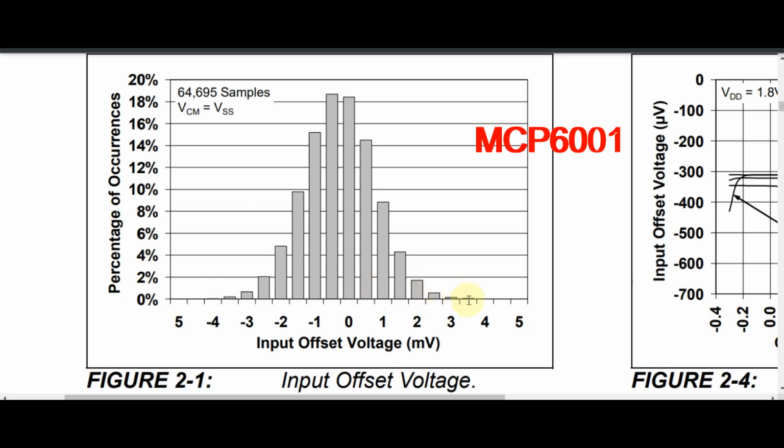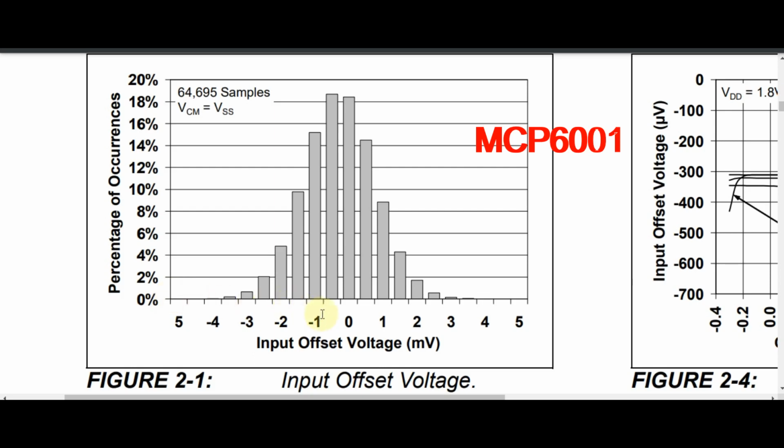Likewise, around 3.5, even 0.1% of samples fall at 3.5 millivolt offset voltage, and at 4.5 you don't have any samples. So even though they have stated the offset voltage as minus 4.5 to plus 4.5 millivolt, here you can see the maximum offset voltage you can achieve is plus 3.5, where the number of samples is very small, around 0.1%.